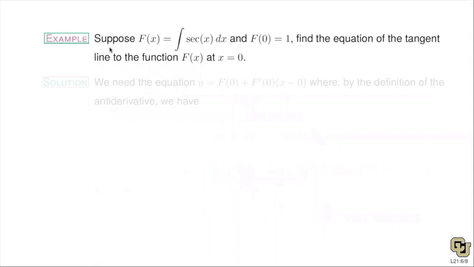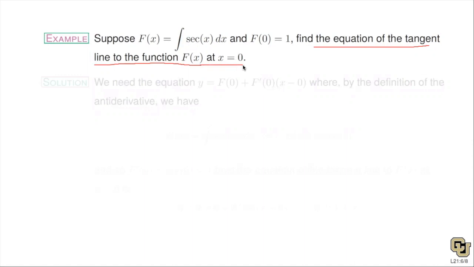So this problem, I like this problem. It's not difficult, but it's a conceptual problem, and there's kind of a trap here that sometimes students fall for. That's why I wanted to do this problem. So suppose capital F of x equals the antiderivative of secant of x dx, and suppose F of 0 equals 1. We're asked to find the equation of the tangent line to the function capital F of x at x equal to 0.